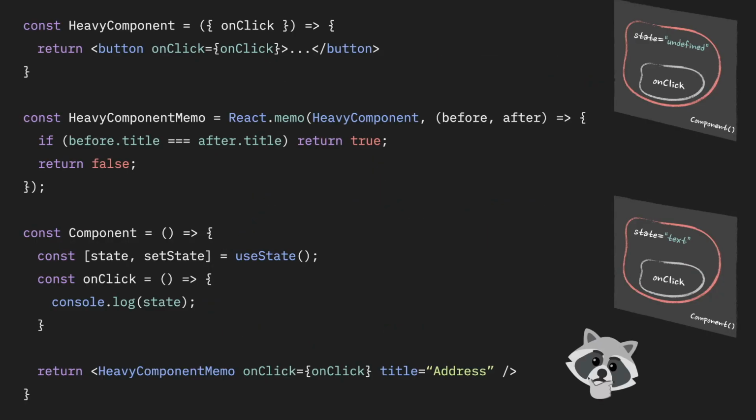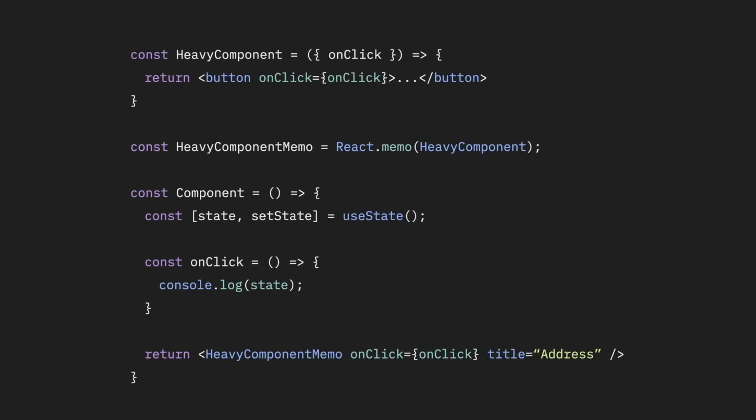How to fix it now? Let's first get rid of the comparison function. It does us more harm than good here. Now that we are left with the normal React.memo, we need to make sure that all non-primitive props are memoized again. And again, we face exactly the same problem as in the very beginning. The onClick function depends on the state, so memoizing it won't help with our performance problems much. Heavy component will still re-render on every state update.